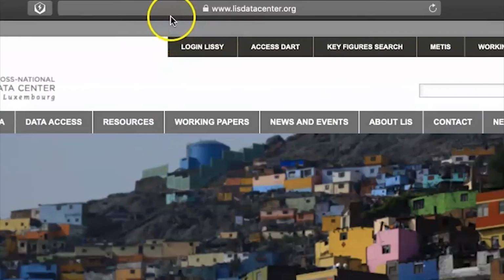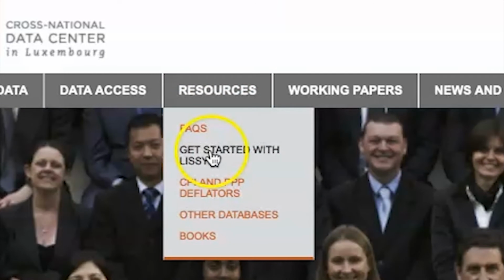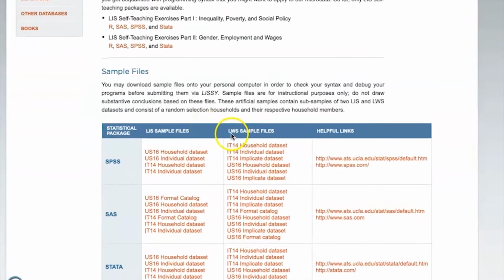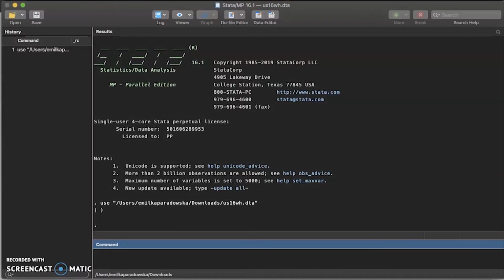the LIS website. When we go to the LIS website, we can go to Resources, Get Started with LIS, and here we have LWS sample files for different statistical packages. Let's use the Stata file for the US 16 household dataset. After downloading this file to our desktop, we can take a closer look at how this dataset looks.